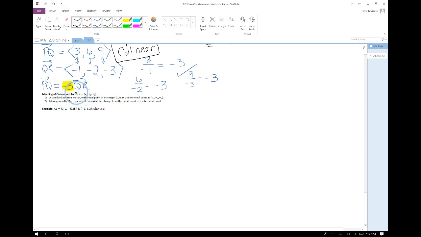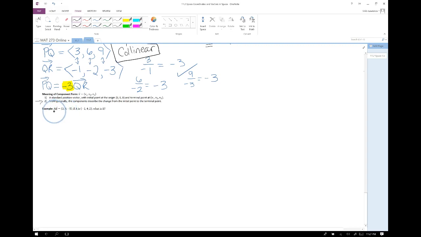Algebraically, though, because this formula for finding component form involves subtraction, another way we can more generally think about these components is that they are describing the change from the initial point to the terminal point of our vector. And that can be helpful, especially if we want to compare this to a vector that's not in standard position, so it doesn't have 0, 0, 0 as the origin. Then V1, V2, V3 describe how we're getting from the initial point to the terminal point.